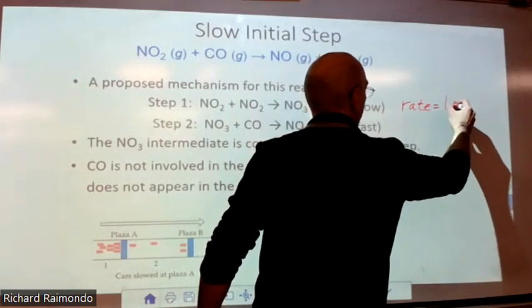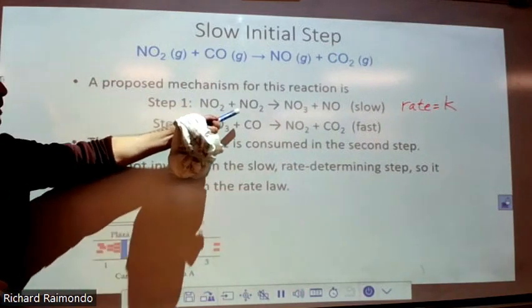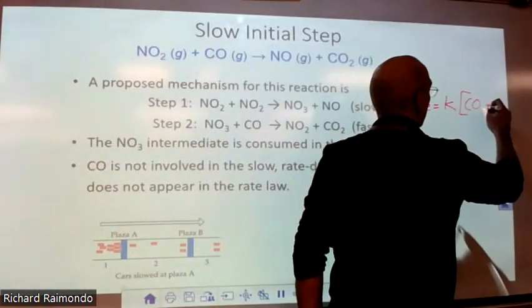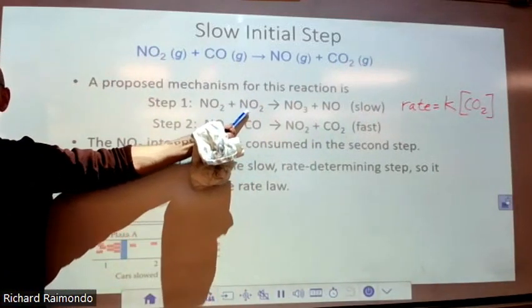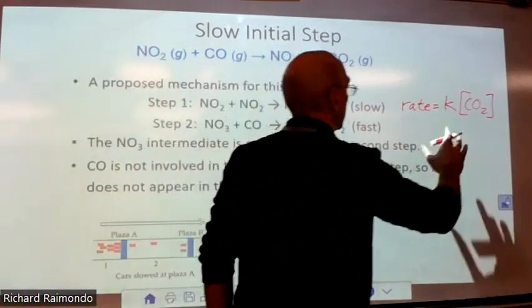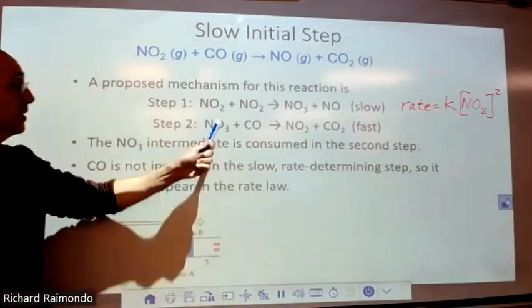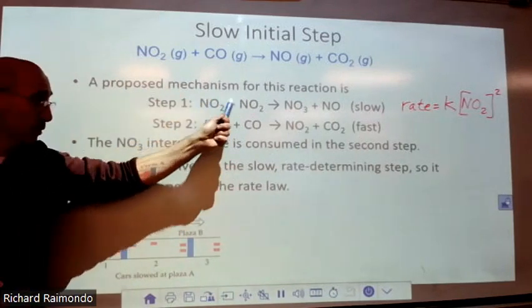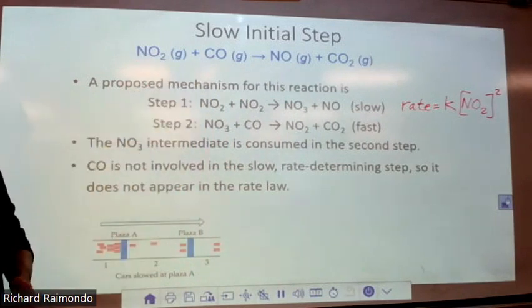Rate equals K times what? What does this depend on? Concentration of these reactants. How much does it depend on the concentration of these reactants? There's 2 of them. Not CO2, NO2, sorry. Good catch. And we're going to square that because it depends on the concentration of this twice. And we can do that. We can use these coefficients only if it's an elementary step. We can't do it for this, but we can do it for the elementary step. Yeah?